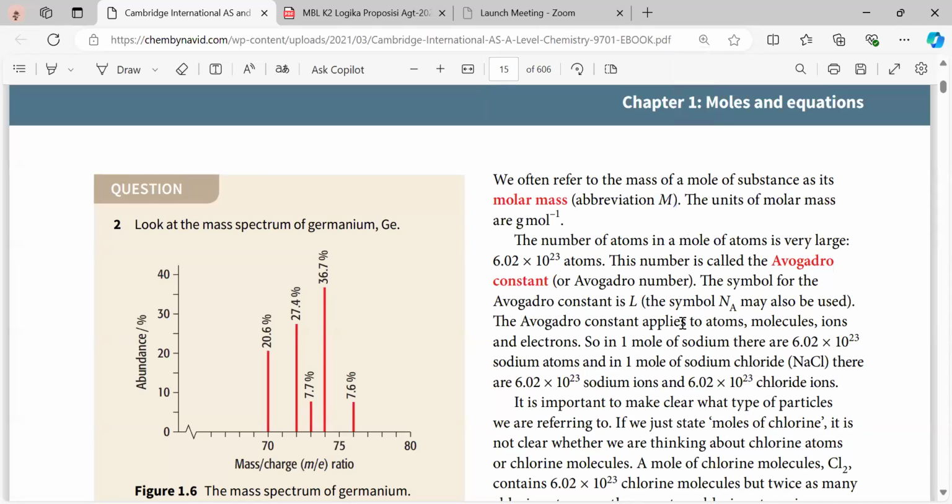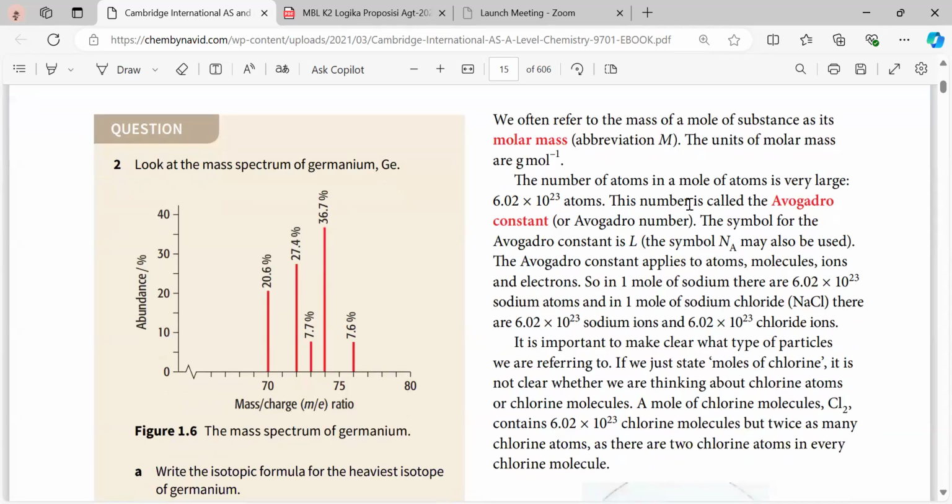Because if you use a small m, that will be a totally different meaning. So molar mass is capital M, and this is the unit, usually placed in any kind of number. So g mol to the power of -1. That's the unit of molar mass.